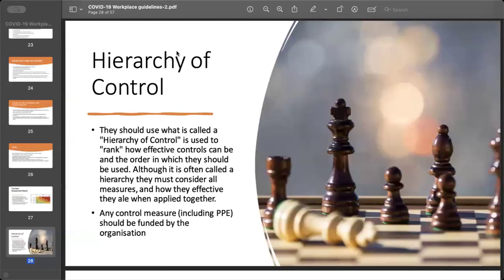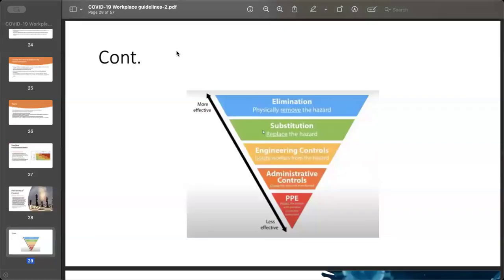Hierarchy of control: they use what is called a hierarchy of control to rank how effective controls can be and the order in which they should be used. Although it is often called a hierarchy, they must consider all measures and how effective they are when applied together. Any control measure, including PPE, should be funded by the organization.